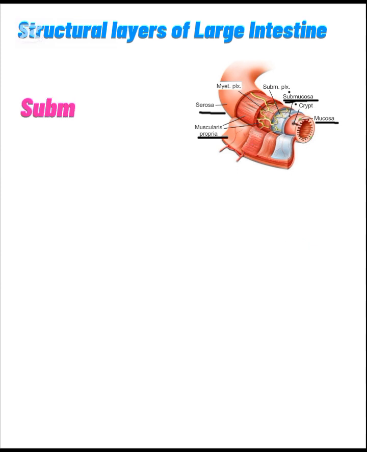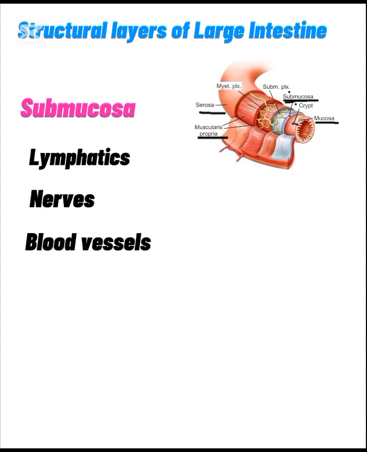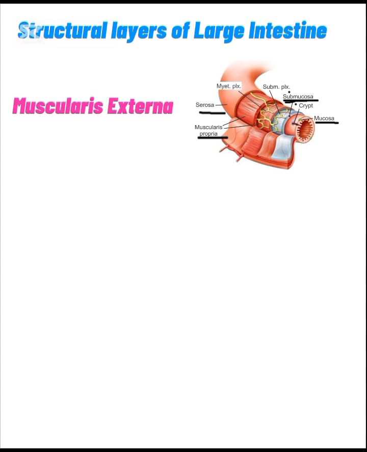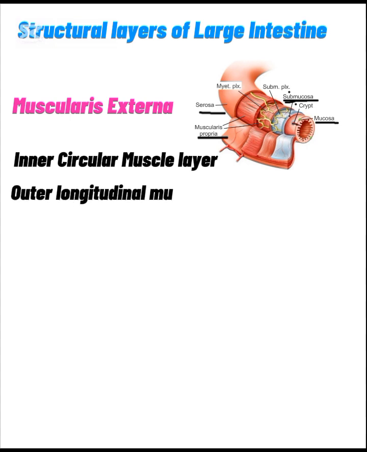Mucosa consists of lymphatic tissues, nerves, blood vessels, but there is more lymphoid tissue than in any other organ of the GI tract, so it provides huge defense against invading microbes. Muscularis externa consists of the same two layers, inner circular muscle fiber layer and outer longitudinal muscle fiber layer, but here the longitudinal muscle fiber layer is not continuous.